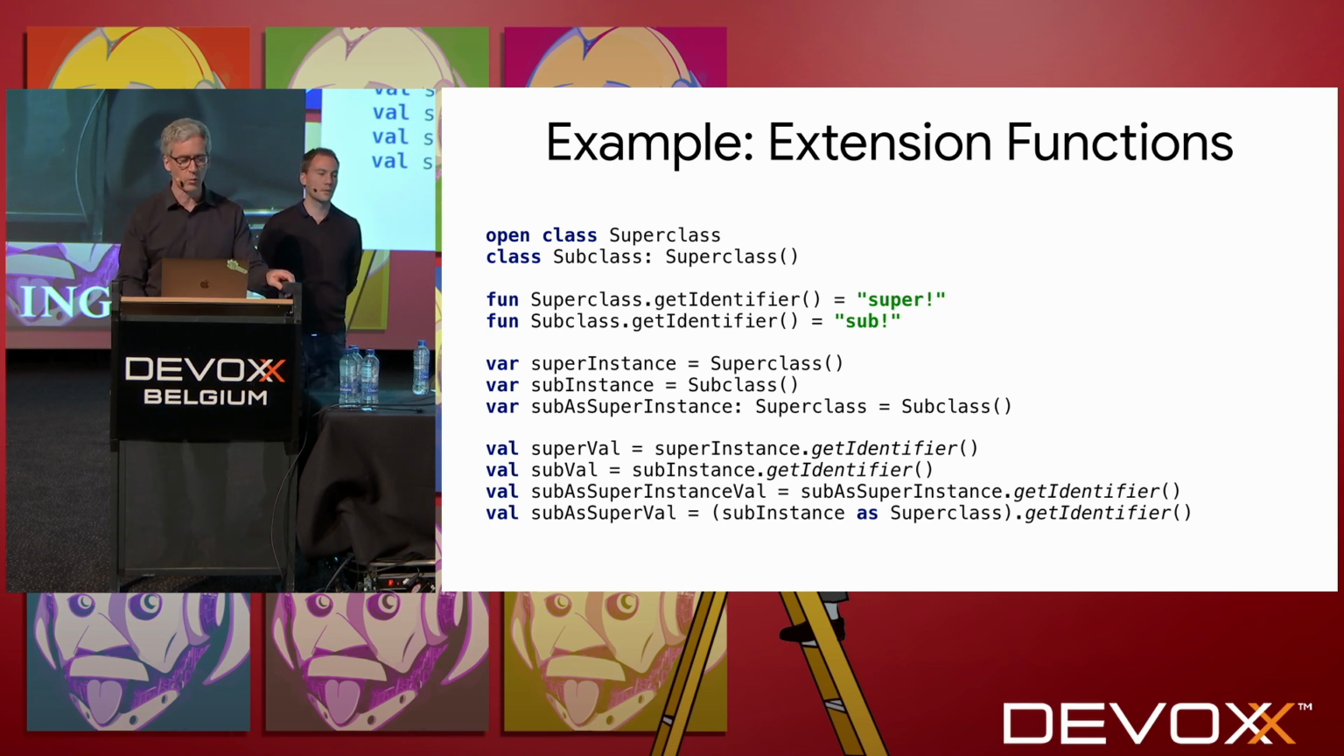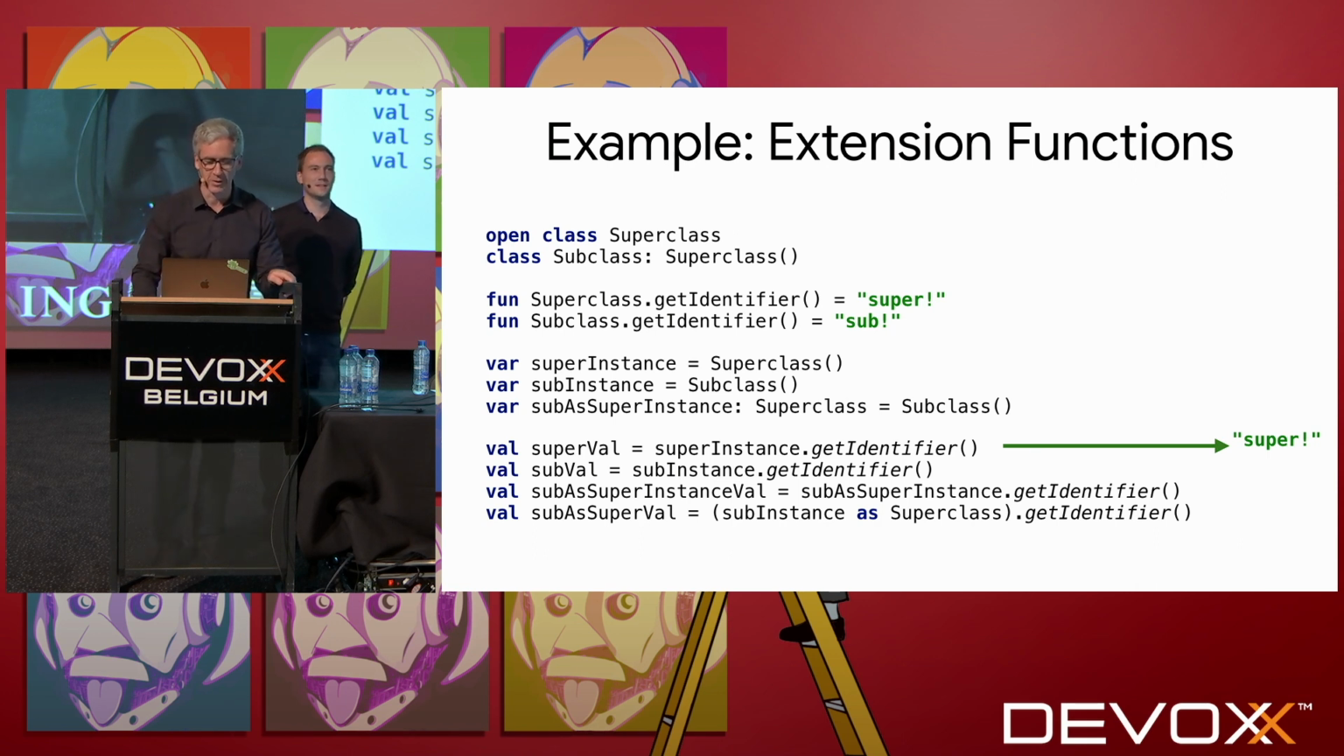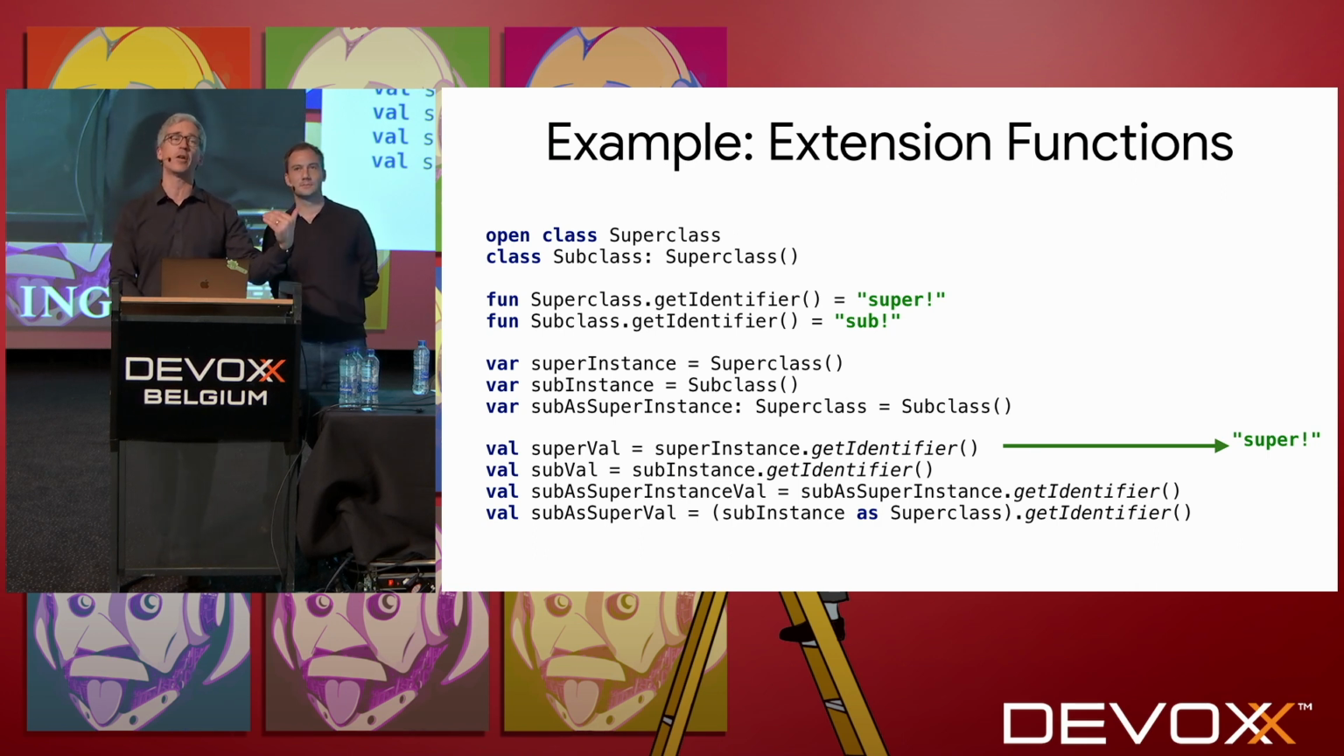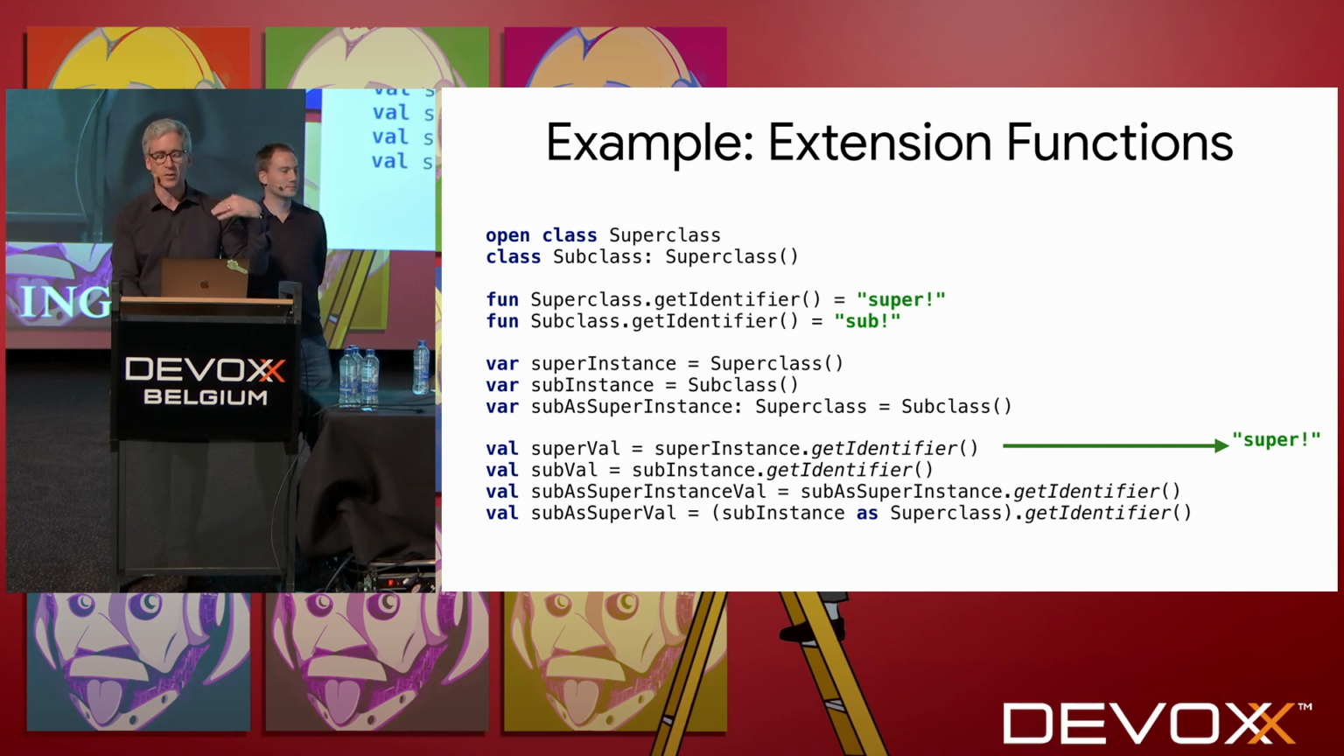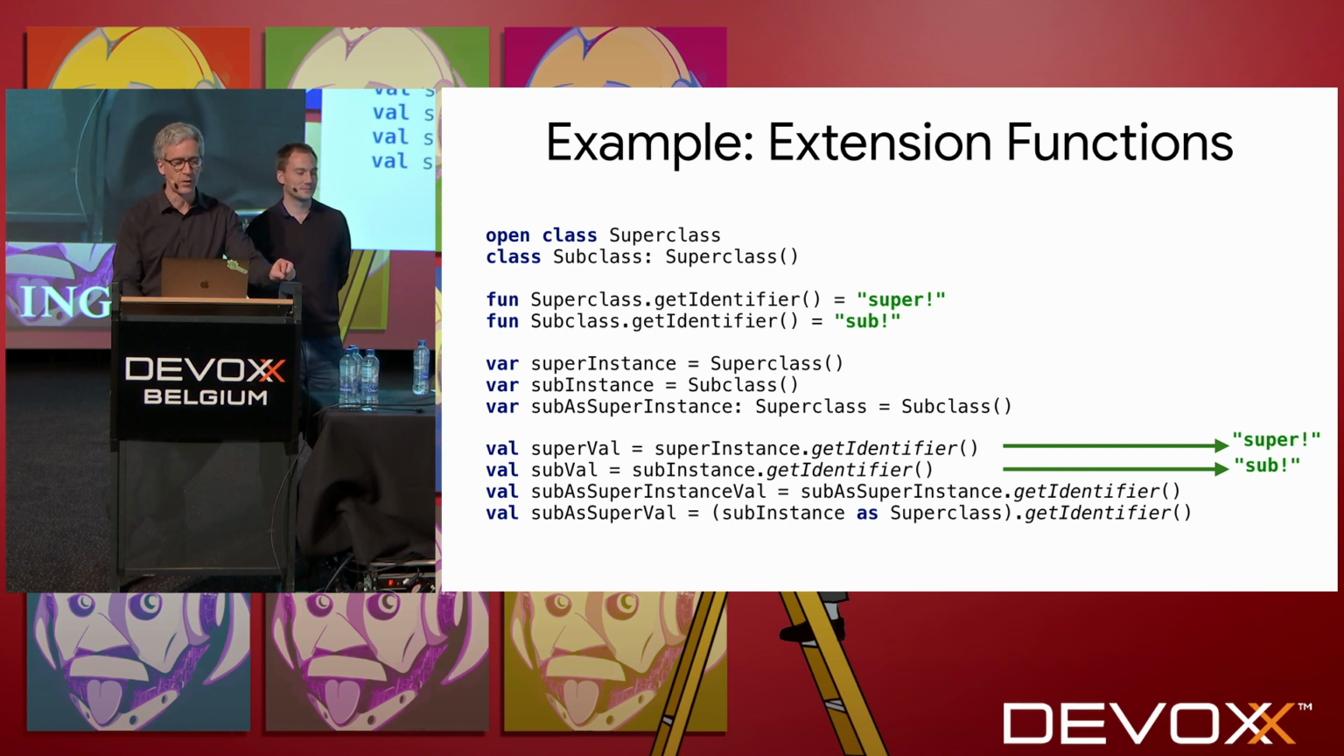So in the first case, when we call getIdentifier on the superclass instance, what do you think it's going to return? I hear crickets. Somebody. All right. Super. You obviously just wanted me to give you the information. So there you go. When we call getIdentifier on the subclass, it's going to call sub. And when we call it on sub as super instance, it's going to return super. And same thing for the last one.